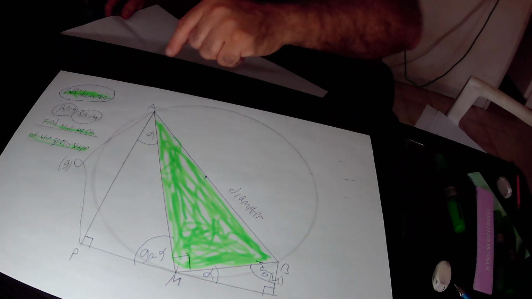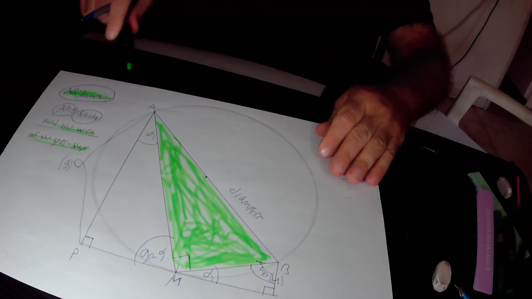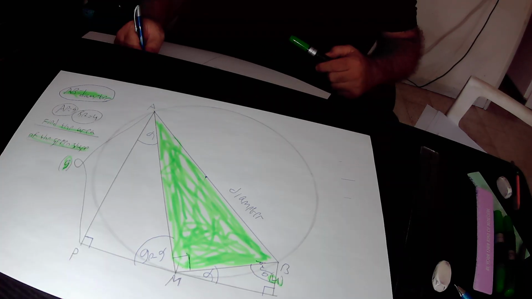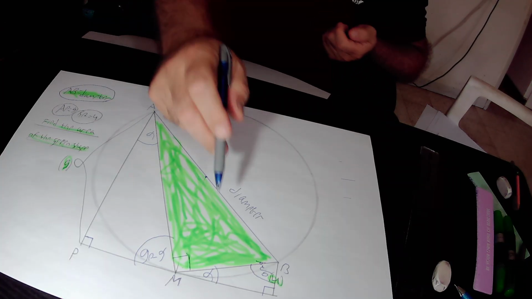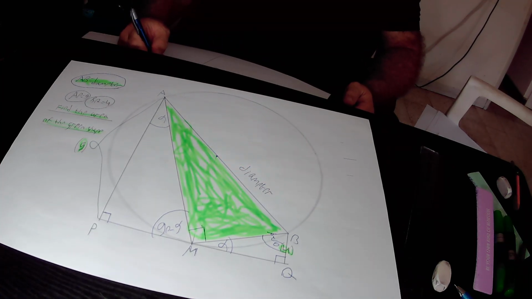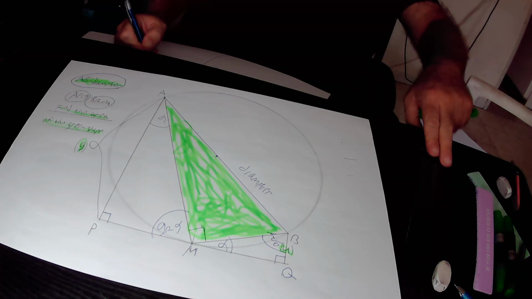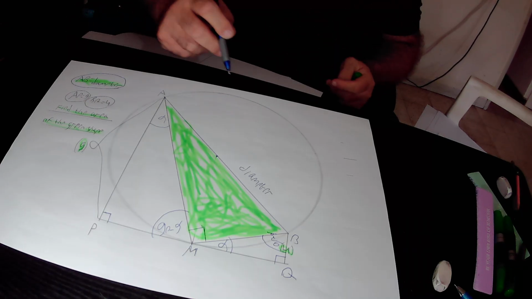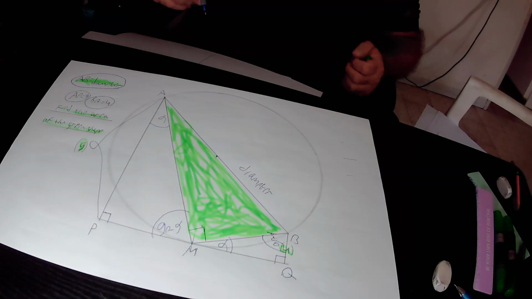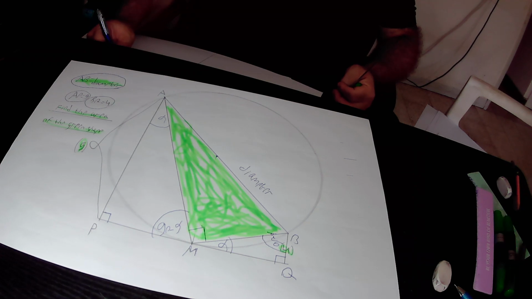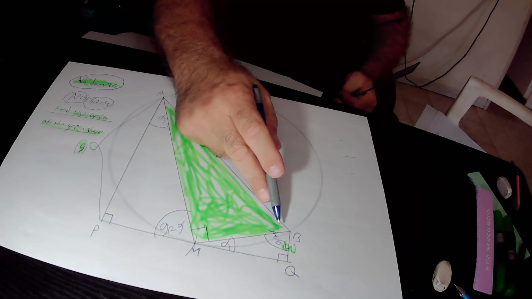AP is 9, over MQ. MQ is the missing side, so left as it is. And it is equal to side PM. PM is the missing side, so we leave it as it is. Over BQ. BQ is 4 according to what is given in the question.